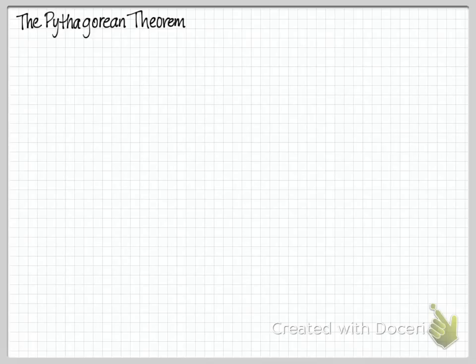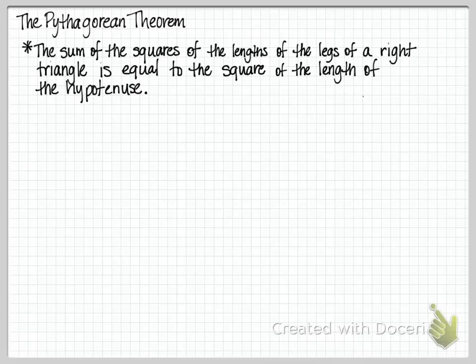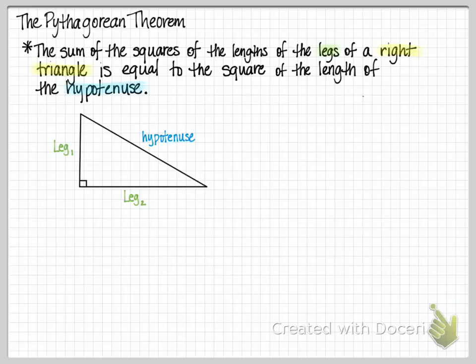This video lesson is the Pythagorean theorem. Make sure you take good notes on this. The sum of the squares of the lengths of the legs of a right triangle is equal to the square of the length of the hypotenuse. And that is the Pythagorean theorem. So we've got words here, the right triangle, and we have to make sure we understand that terminology, legs and hypotenuse.